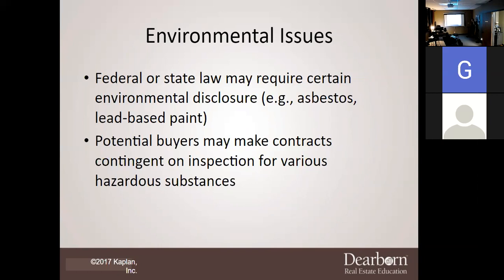Another one is lead-based paint. Okay? If a house is built before January 1st, 1978, you need to know that date. A house built before January 1st, 1978, has to have a lead-based paint disclosure.